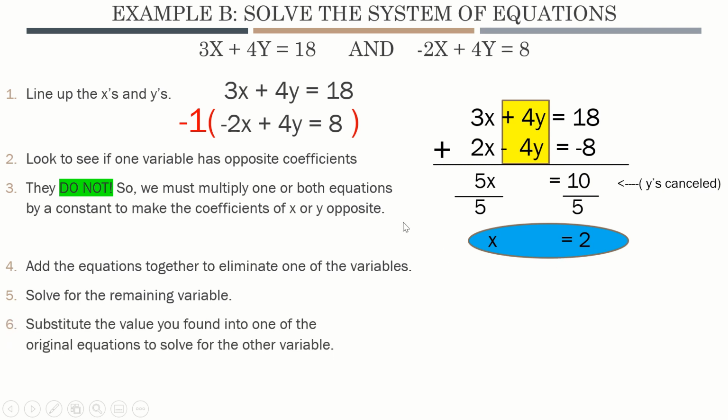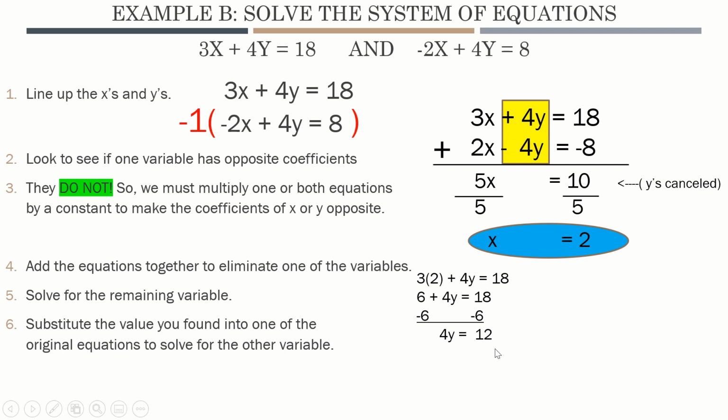Substitute that value back into the equation. So we get 3 times 2 plus 4y is 18. I multiply the 3 and the 2. I subtract 6 from both sides. All I have left is 4y is 12. And everybody knows what's coming.